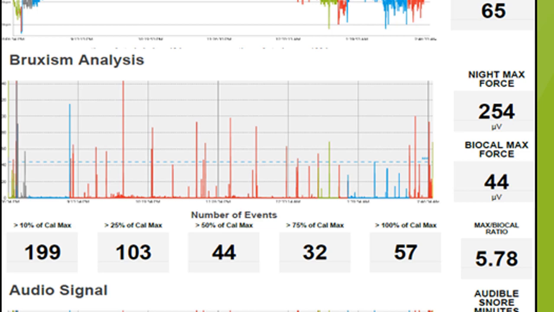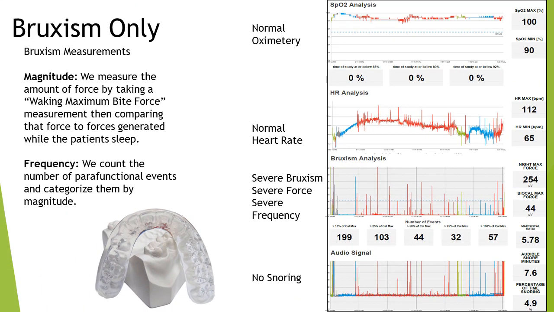But I would highly recommend that once you treat them in whatever manner you feel is appropriate, do another GenPro study to make sure that the airway is maintained. Probably is, but just to make sure. And then also you can see an improvement in the bruxism numbers. So you'll see a tremendous reduction in the force and also a reduction in the frequency.